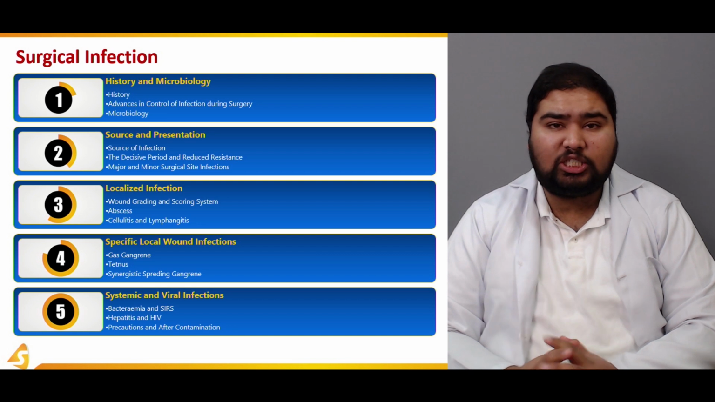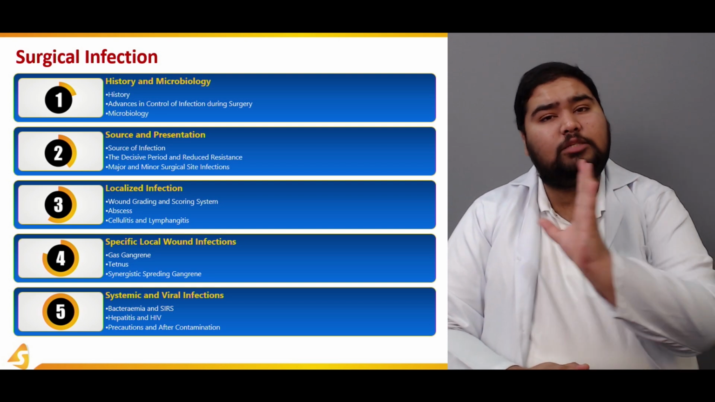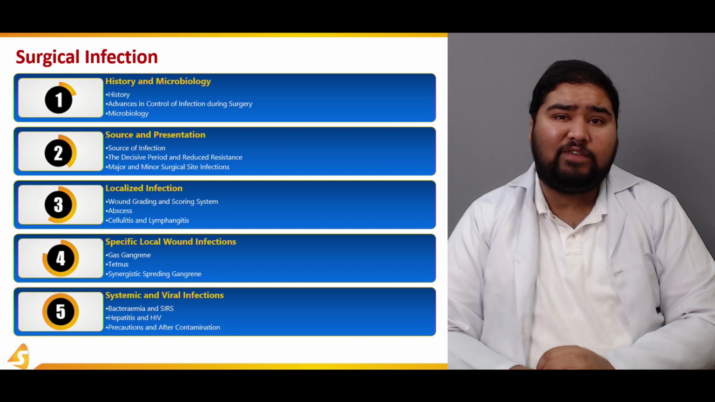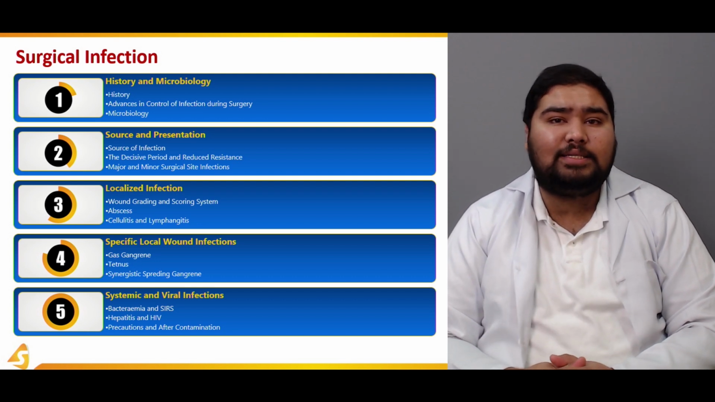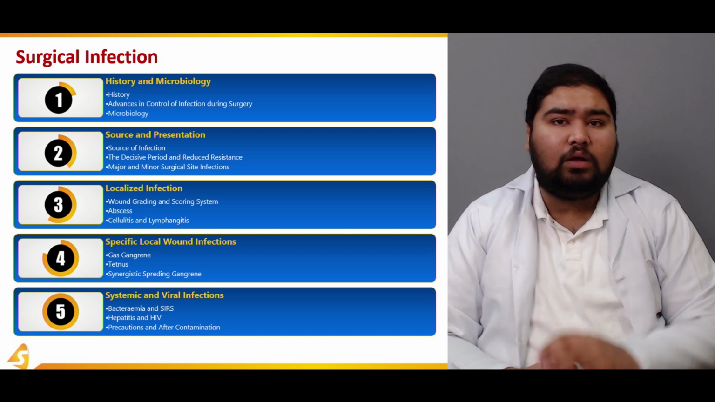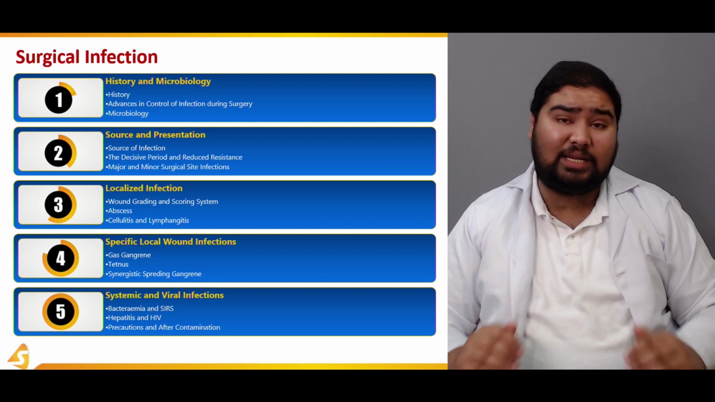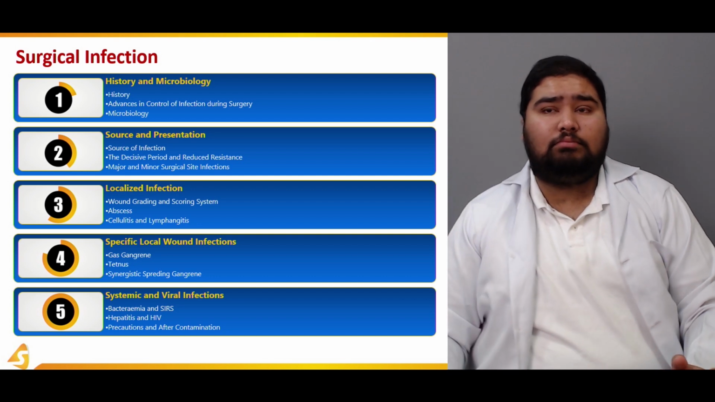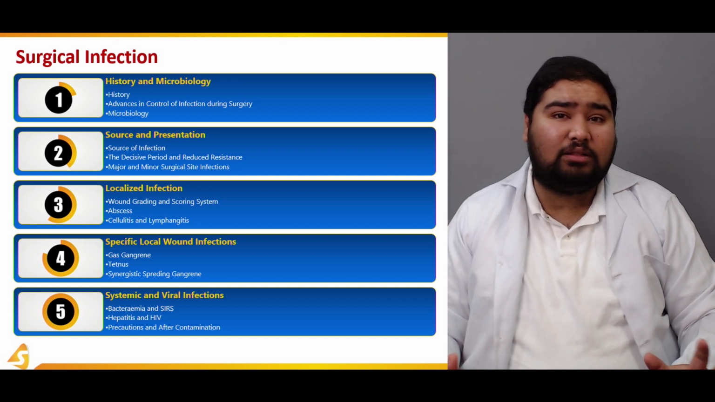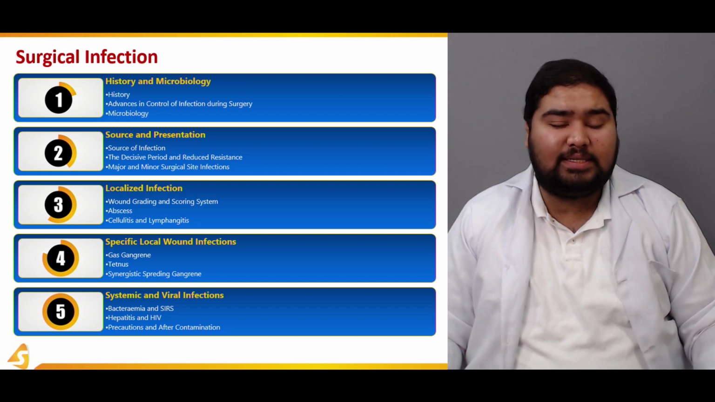In the fourth section, we'll be talking about specific local wound infections. Now we're moving on to a specific domain of infections. These infections would include the gas gangrene, the tetanus, and the synergistic spreading gangrene, which is also known as the necrotizing fasciitis. This is a special category of infections. This section is very important because it's, you can say, the hell section, the most difficult to manage section, the worst of the worst section.